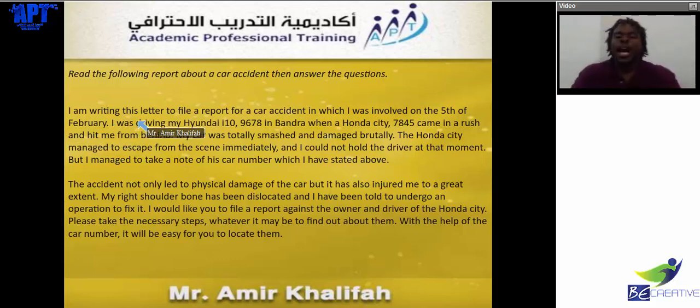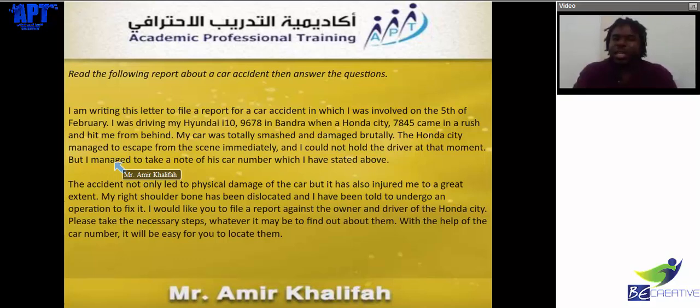Okay. I am writing this letter to file a report for a car accident. So why was the report made? Because of a car accident in which I was involved on the 5th of February. So when was the accident? The 5th of February. I was driving my Hyundai I10 9678 in Bandra when a Honda City 7845 came in a rush and hit me from behind. Okay? My car was totally smashed and brutally damaged.